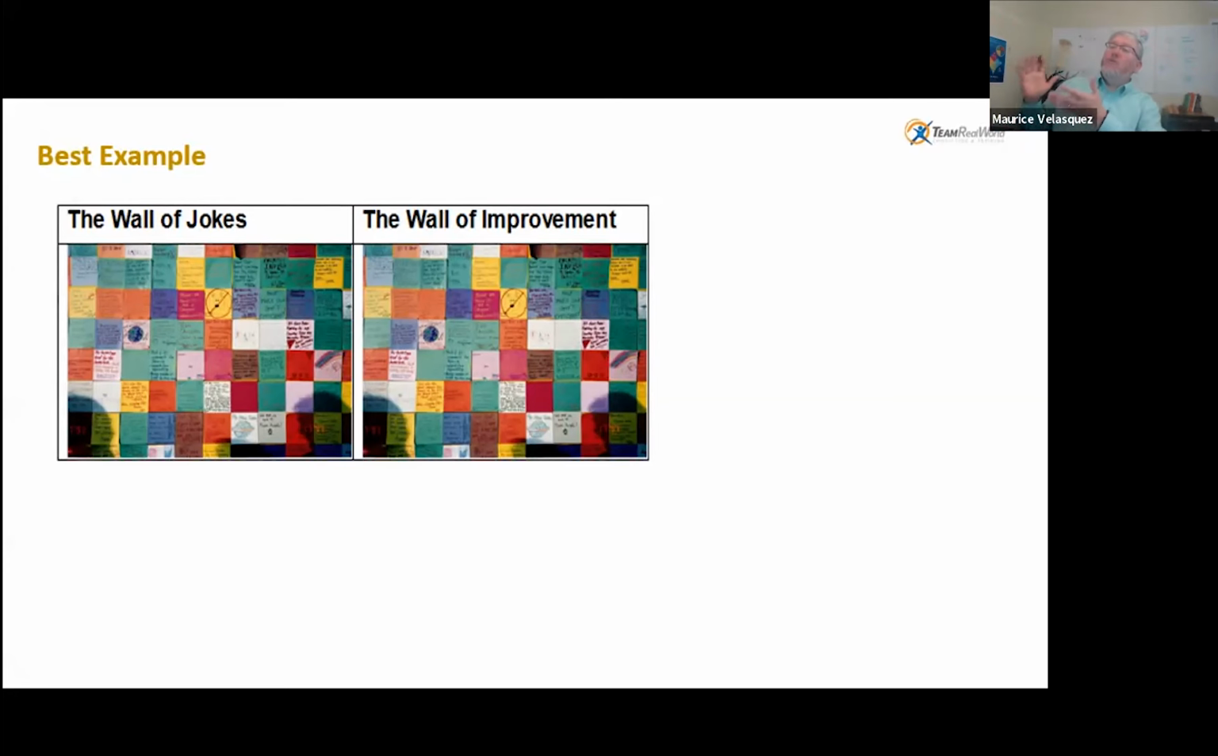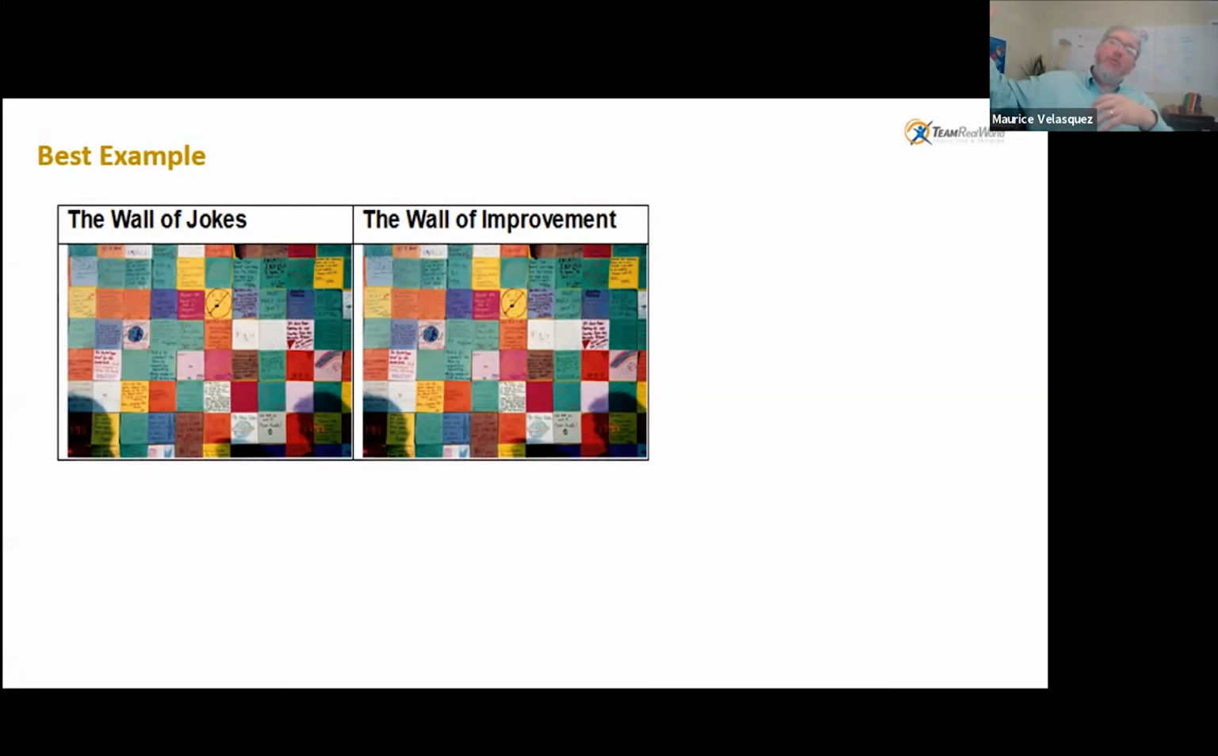But on the other wall, it was the wall of improvements. What can we fix around here? What are the things that are not working? And they first started by putting anonymous. And then as they felt comfortable, and I'll show you how, they then felt more comfortable not being anonymous.